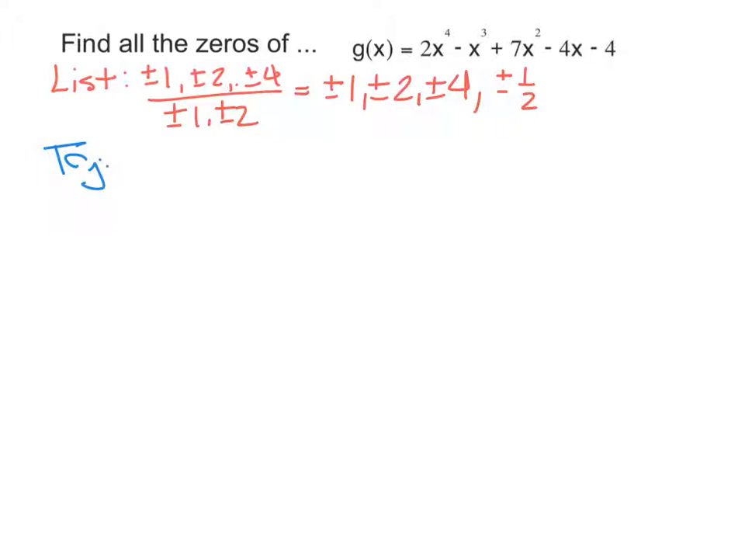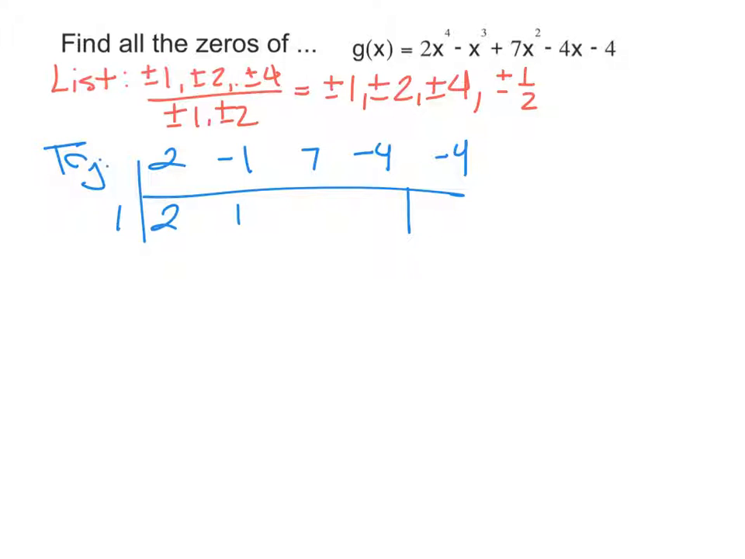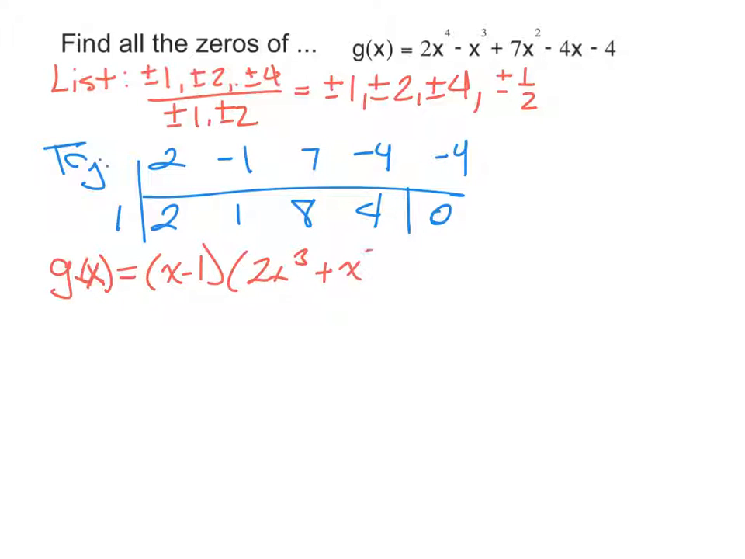Okay. So I'm going to take 2, -1, 7, -4, -4, and let's do some synthetic division. Start with 1. 2 minus 1 is 1. 1 plus 7 is 8. 8 minus 4 is 4. And 4 minus 4 is 0. So we have at least one factor right now, where g of x can be written as x minus 1 times 2x to the third plus x squared plus 8x plus 4.